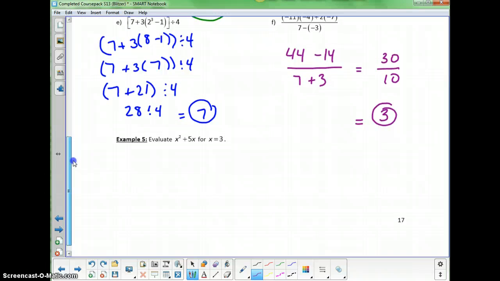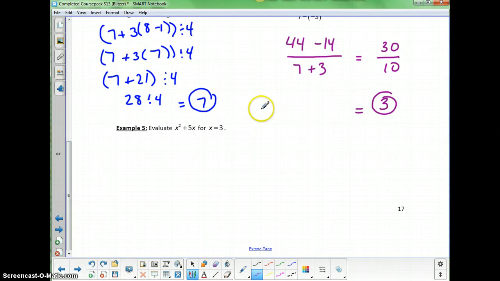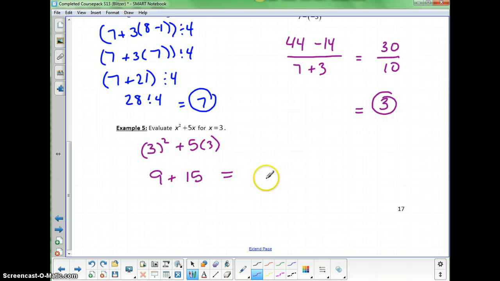Alright, in the next example, we're looking at an evaluation where I need to plug the x value in. So I'm going to do order of operations here once I've done that. X squared is going to become 3 squared plus 5 times 3. Using my order of operations, 3 squared is 9, plus 5 times 3 is 15, and finally 9 plus 15 is 24. Let's go to the next page.